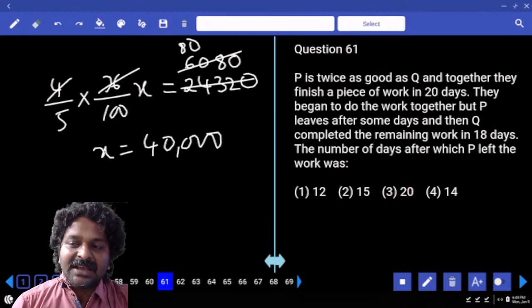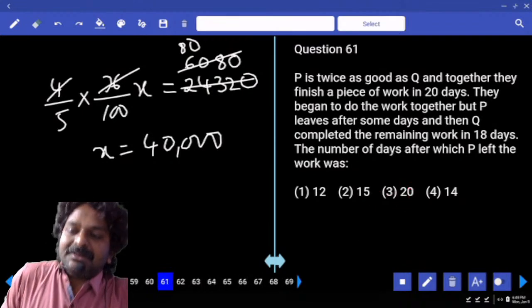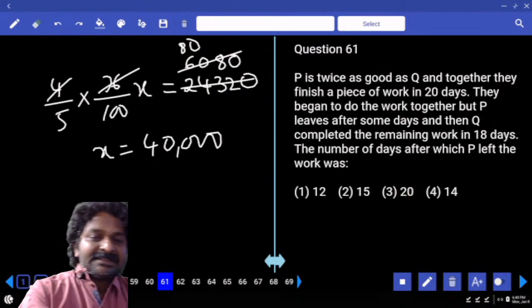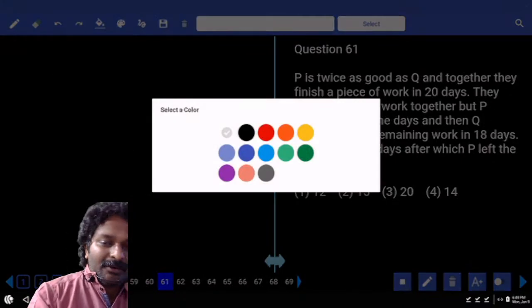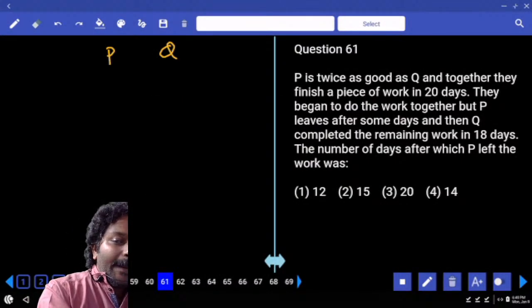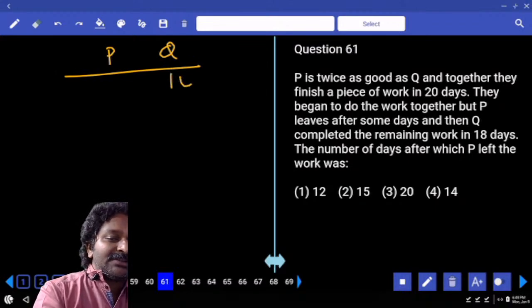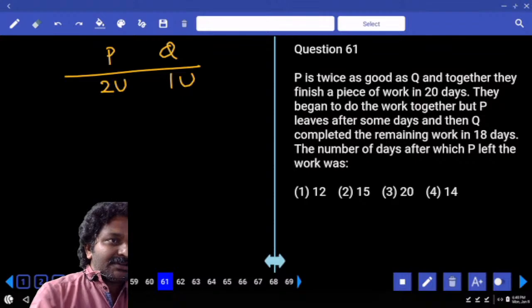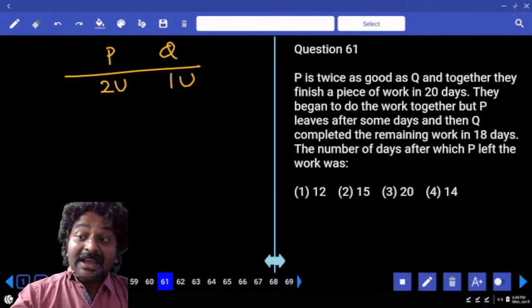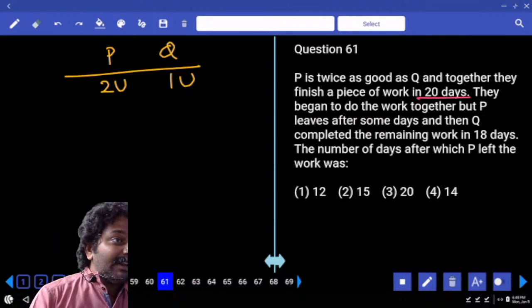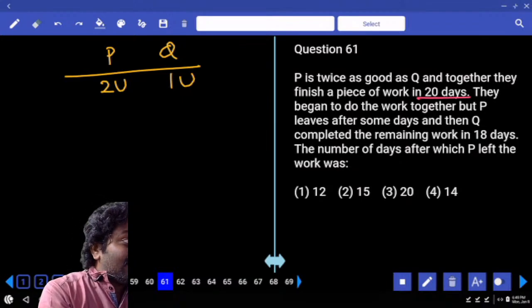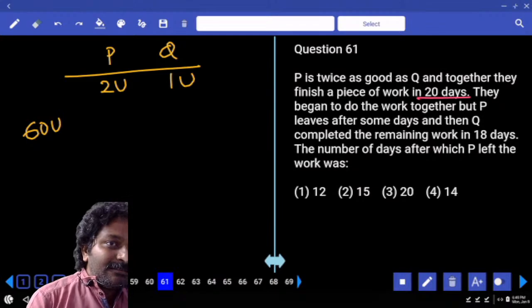P is twice as good as Q, and together they finish a piece of work in 20 days. P and Q, they are talking about PQ efficiency. P is twice as efficient as Q. If Q does 1 unit, P will do 2 units. Together will do 3 units. Like that, they can finish the work in 20 days. That means total work is equal to 3 units into 20, which is 60 units is the total.